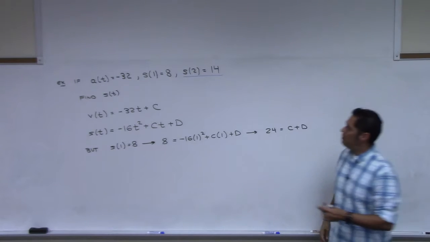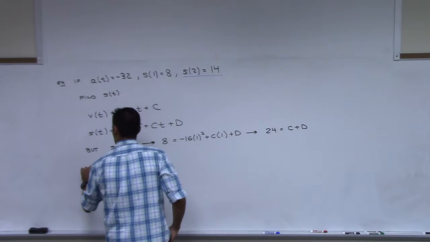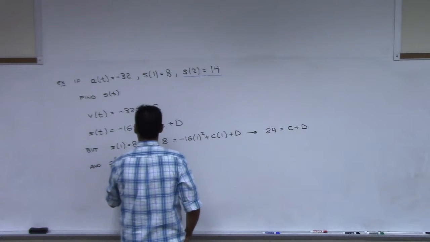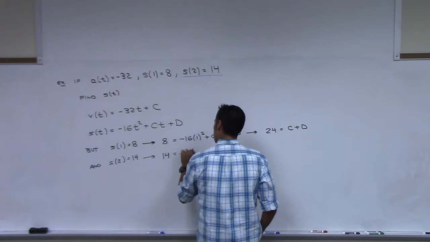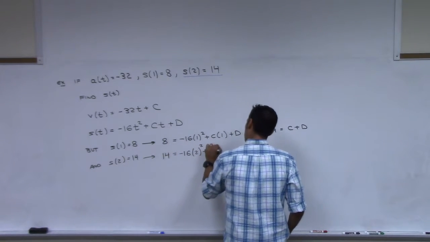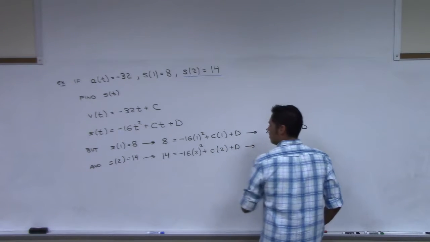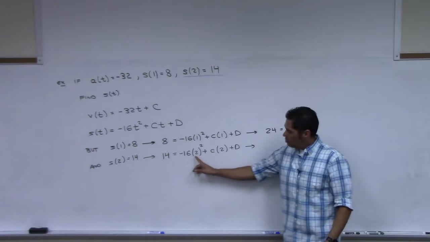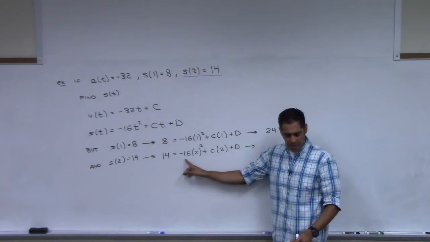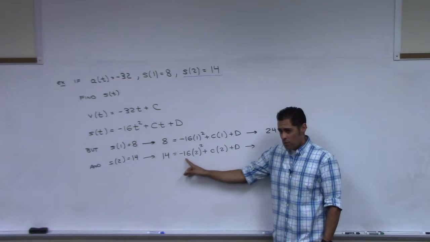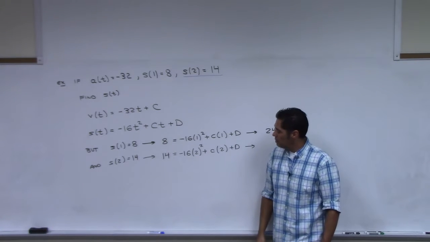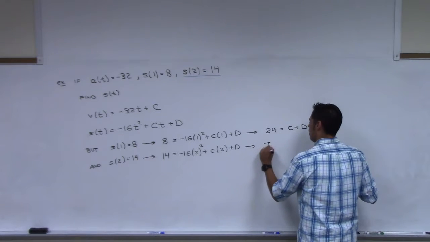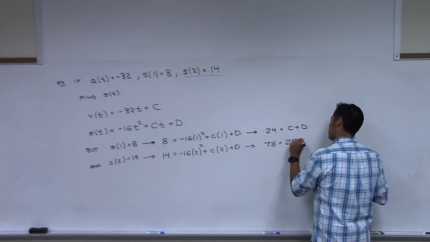But my second piece of information, s of 2 being 14, means that 14 comes out when you plug in 2. So let's see here. What do we get? 2 squared is 4. 4 times negative 16 is negative 64, right? And then you add that to both sides. So 64 and 14, 78. Go with me? Okay, 2c plus d, like that.